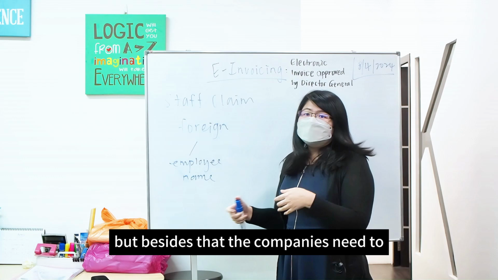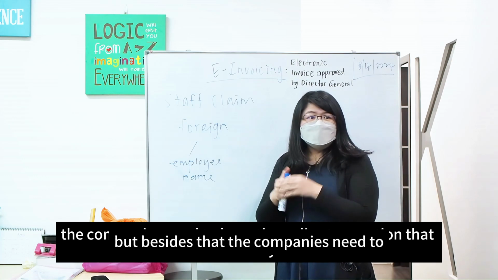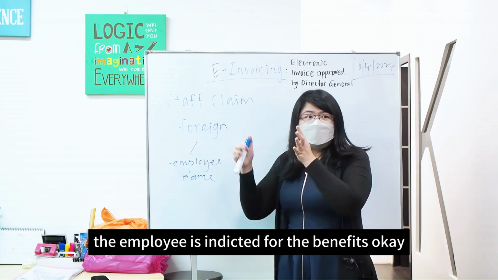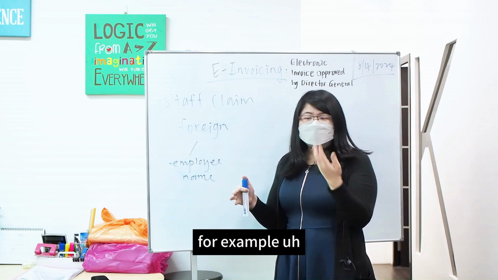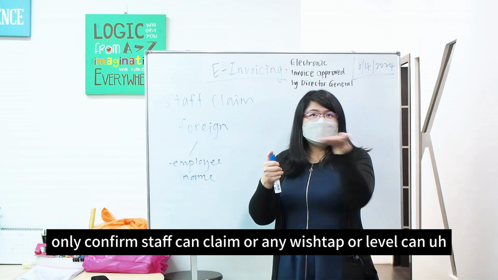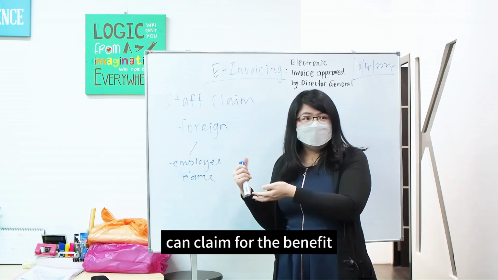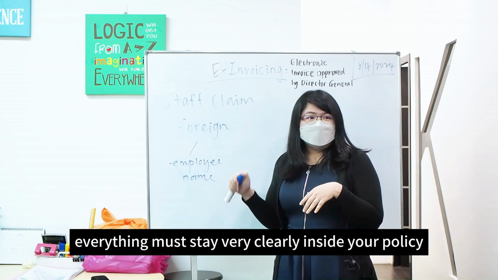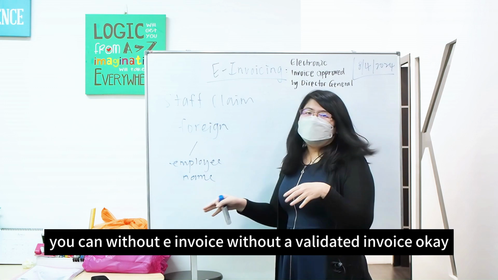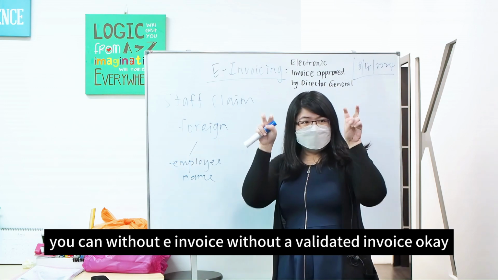But besides that, the company needs to have a policy stating that the employee is entitled to the benefit. For example, only confirmed staff can claim, or any particular level can claim the benefit. Everything must be stated very clearly inside your policy, inside your handbook. Only then can you proceed without an e-invoice, without the validated invoice.